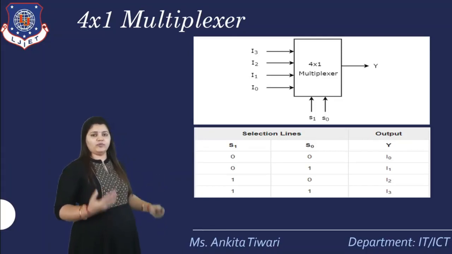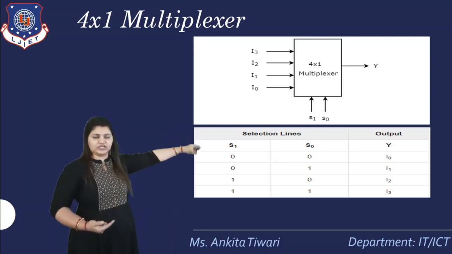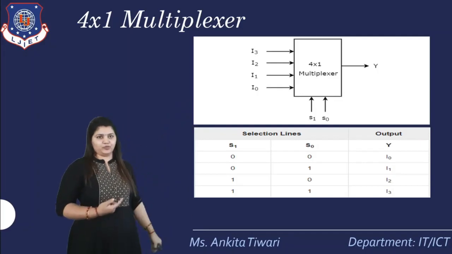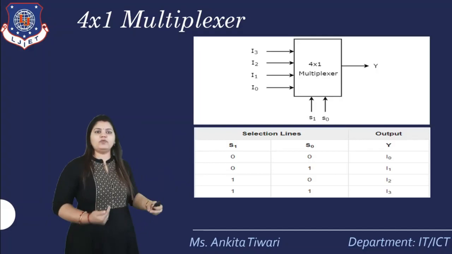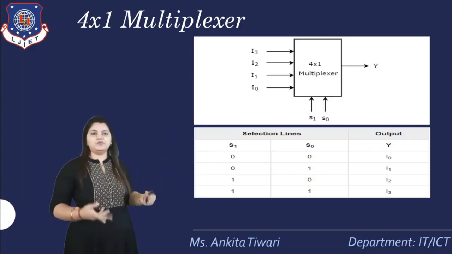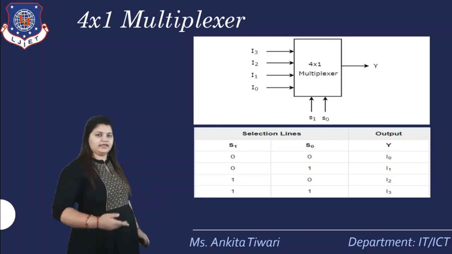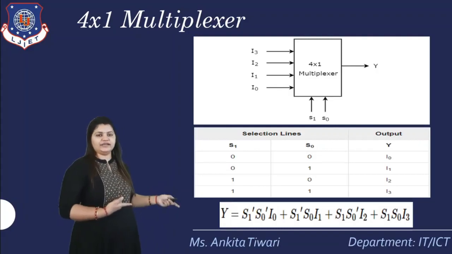The same thing we will see in the form of a table. S1, S0, 4 possible combinations: 0 0, 0 1, 1 0 and 1 1. Now based on the selection lines S0 and S1, you will select any of the inputs and you will get the answer as output. So 0 0 means 0th, which means I0. 0 1 is 1, which means I1. 1 0 is 2, which means I2. 1 1 is 3, which means I3.